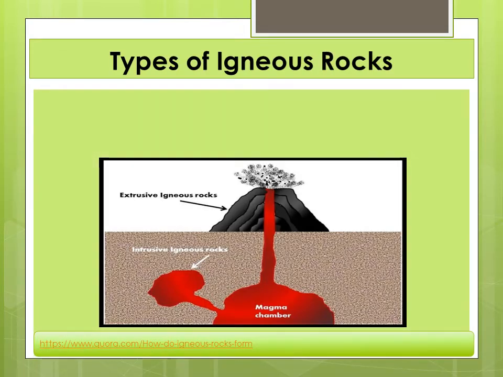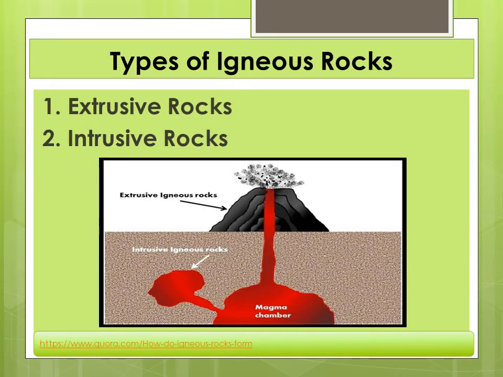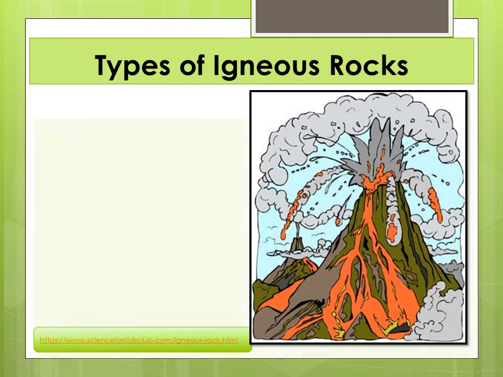Now we will discuss about igneous rocks in detail. Children, there are two types of igneous rocks. Number 1, extrusive rocks. Number 2, intrusive rocks. Number 1, extrusive igneous rocks.